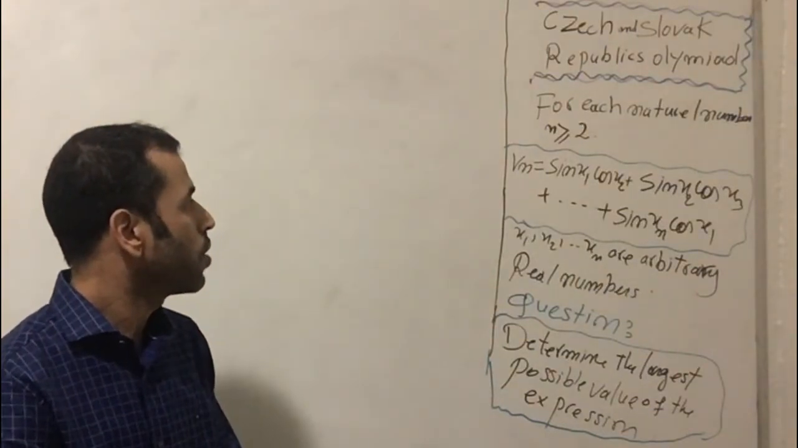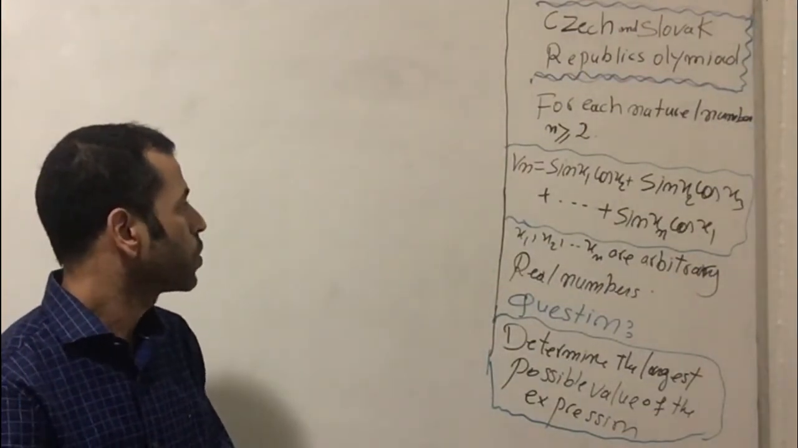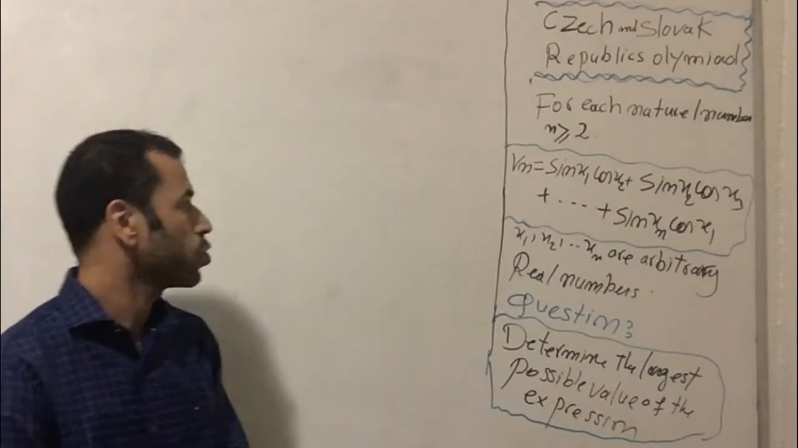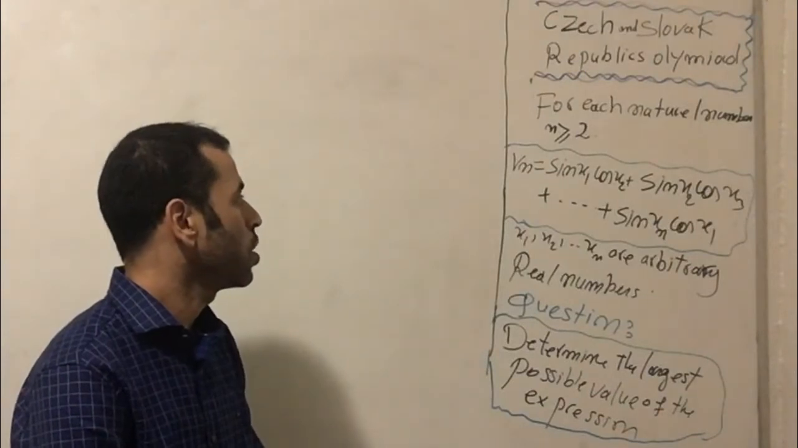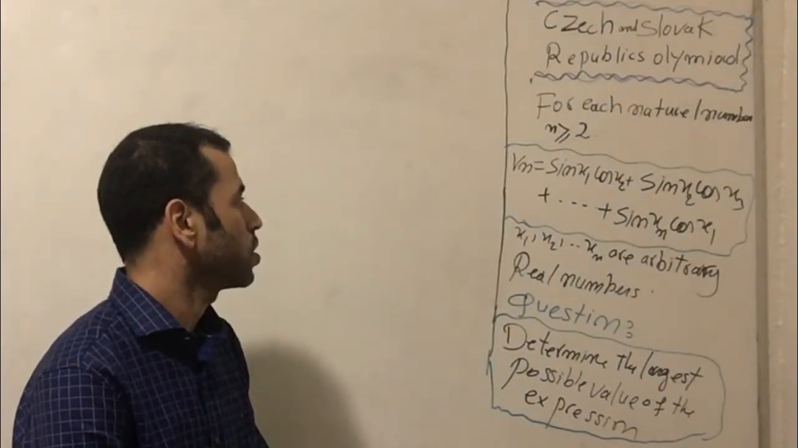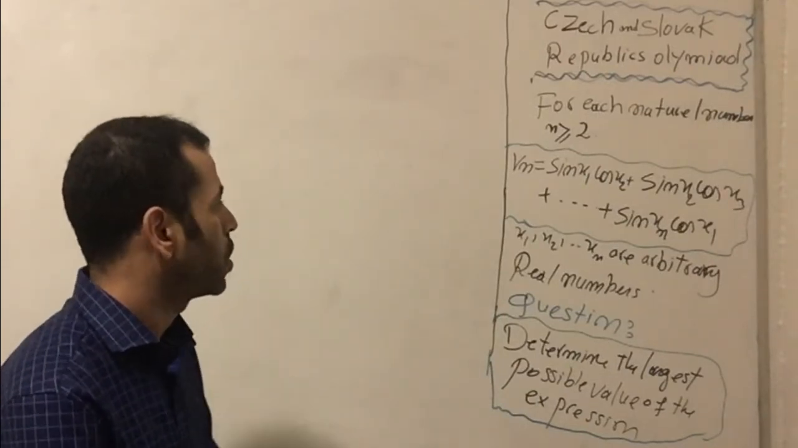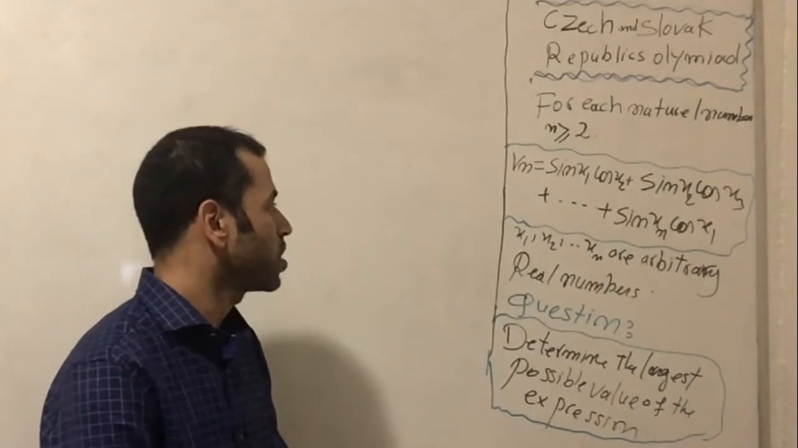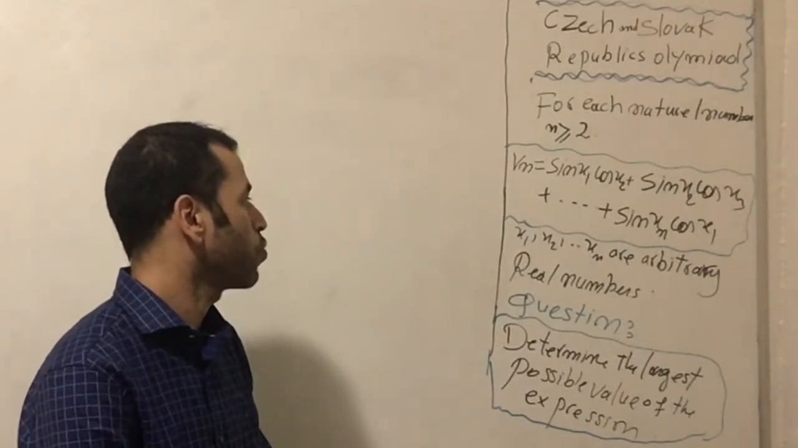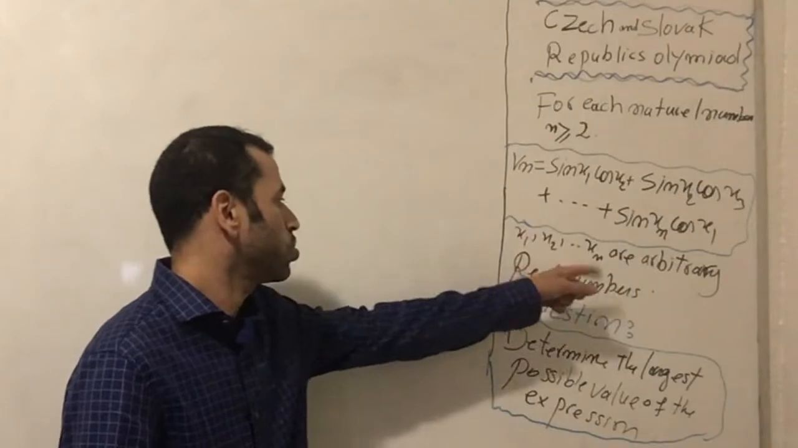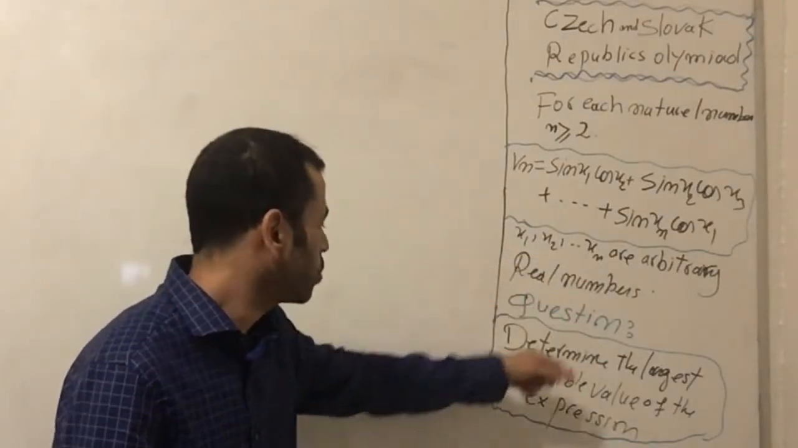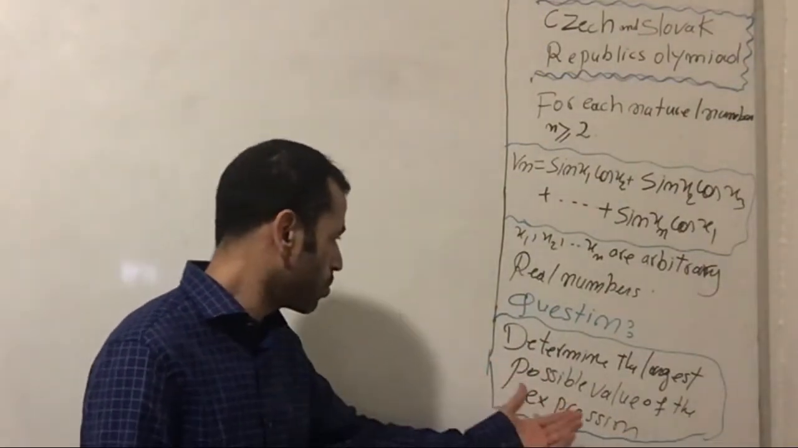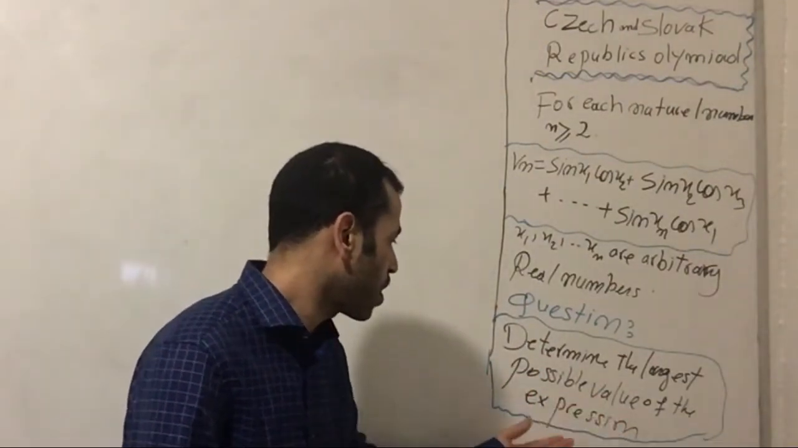So for each natural number n greater than or equal to 2, we have the sequence Vn equal to sine x sub 1 multiplied by cosine x sub 2, plus sine x sub 2 multiplied by cosine x sub 3, and so on all the way down until you get the last term, sine x sub n multiplied by cosine x sub 1. We have x sub 1 through x sub n as arbitrary real numbers. The question: determine the largest possible value of the expression.